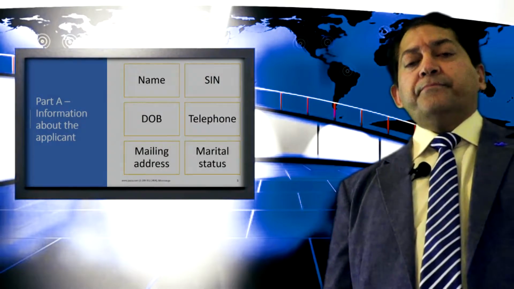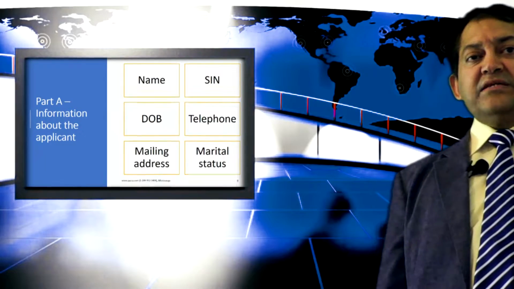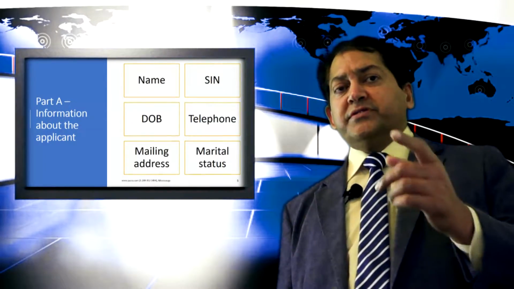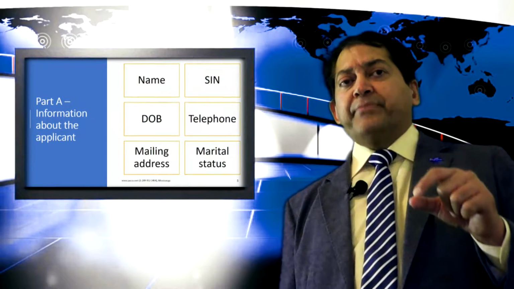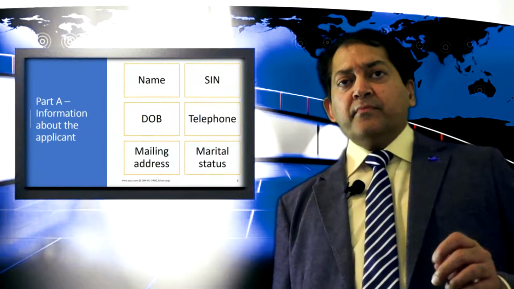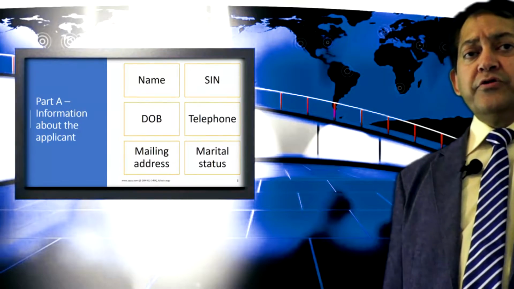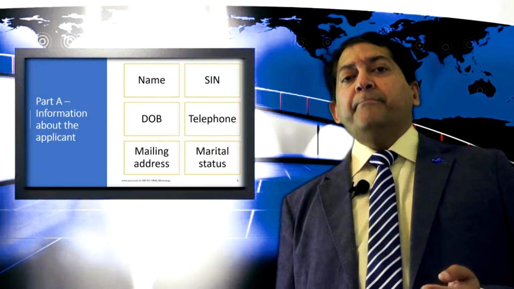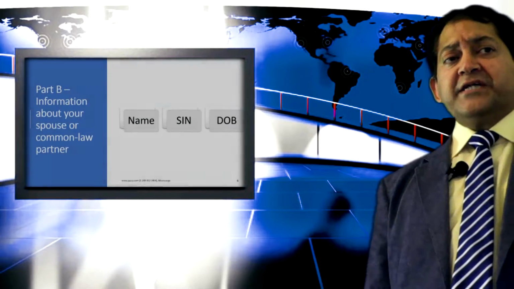Okay, now part A of form RC151 relates to information about the applicant, as you can see on the screen. In this part, as the main applicant, you have to mention your name, your social insurance number that is normally issued once you land at the airport, then your date of birth, your telephone number, your mailing address, and your marital status, whether you are married, divorced, separated, or unmarried. Now we move to the next part.